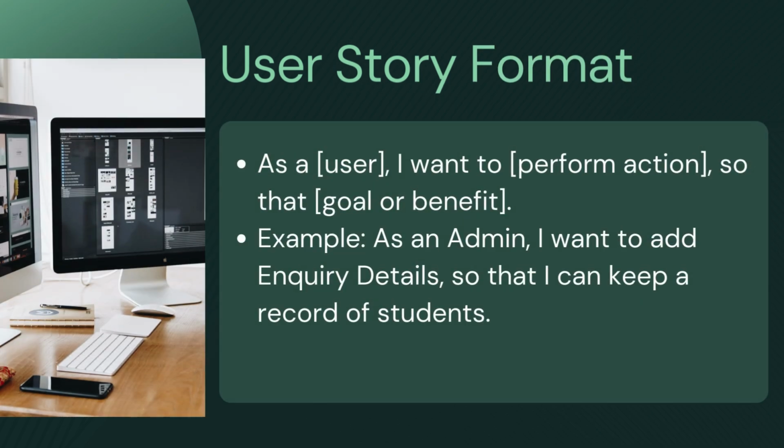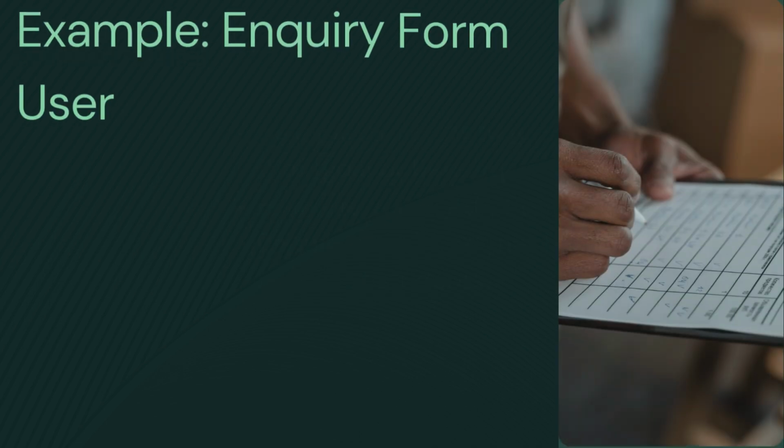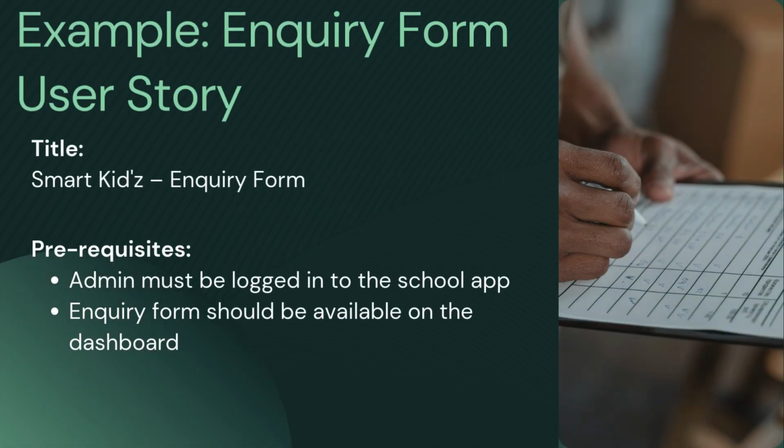The standard format is really simple. We say, as a user, I want to do something, so that benefit or goal. Let's take an example. As an admin, I want to add inquiry details so that I can keep a record of students. This tells us exactly who needs what and why it's important. Now, let's bring this all together using a real example, an inquiry form for a school app.